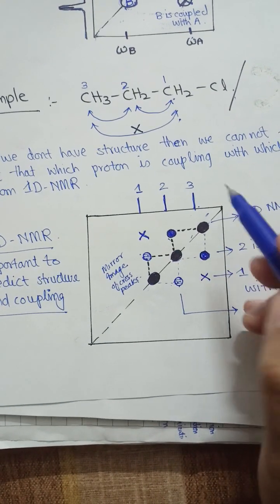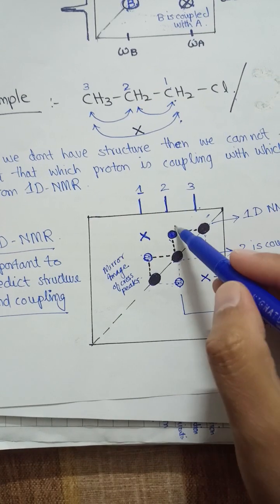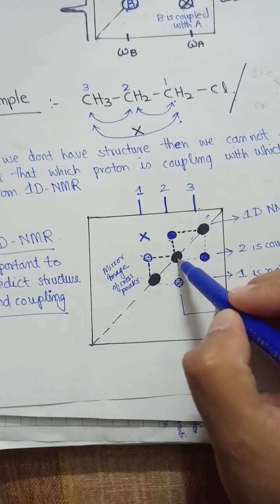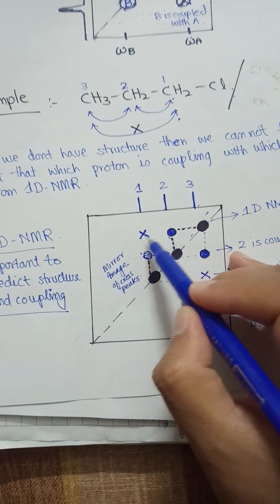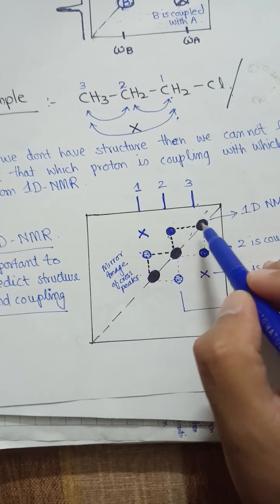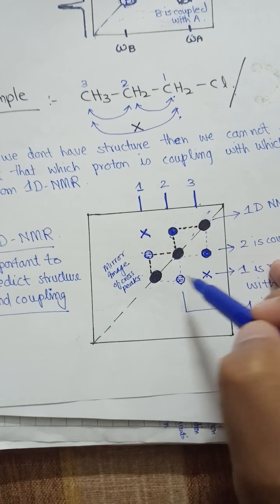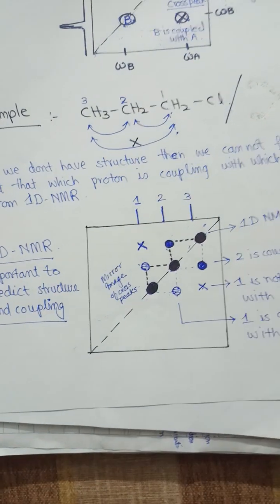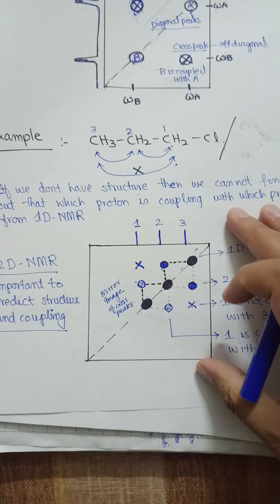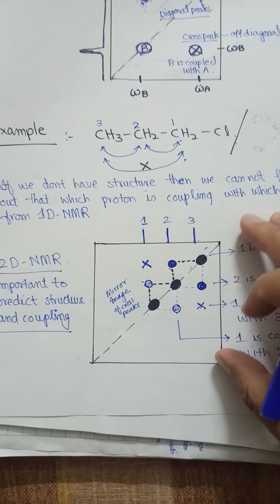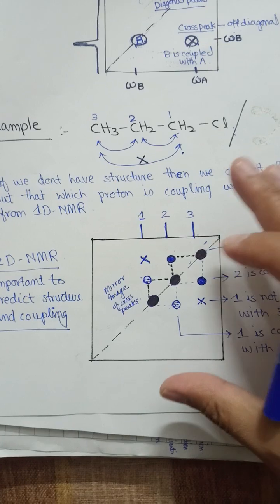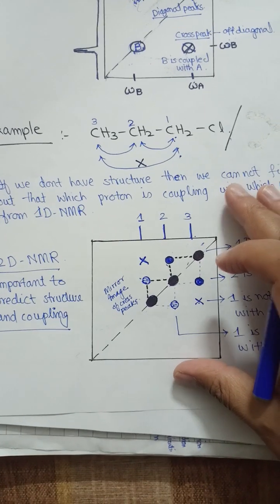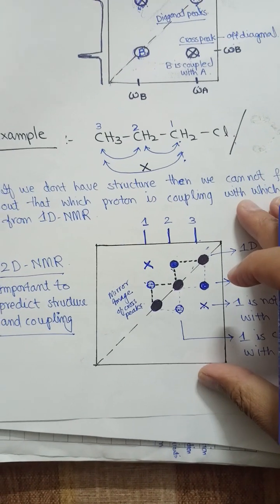In this way we get the idea that 2 is coupling with 3 and 1 is coupling with 2, but 1 is not coupling with 3, so here we don't have any peak. It means that 1 is not coupling with 3, or 3 is not coupling with 1. This is how we get correlation spectroscopy, or COSY. Today we discussed 2D NMR and one kind of technique, which is called correlation spectroscopy.